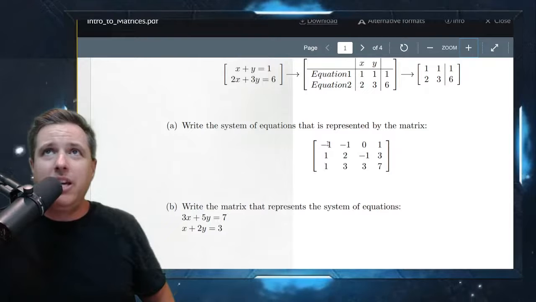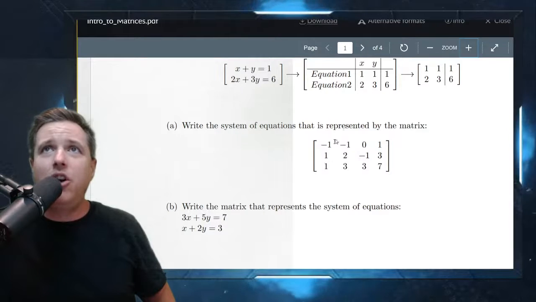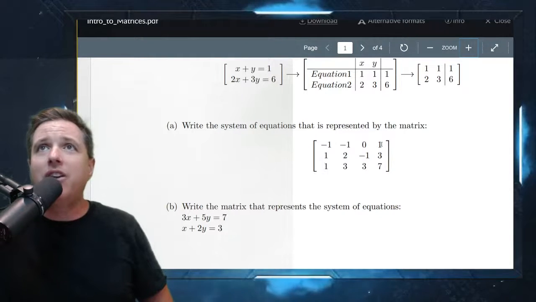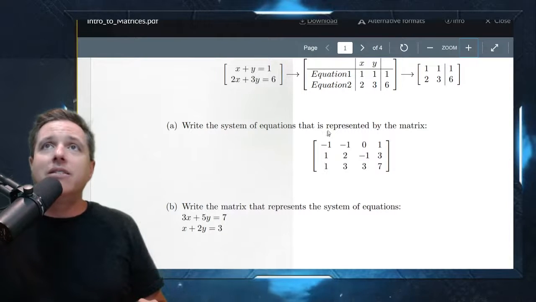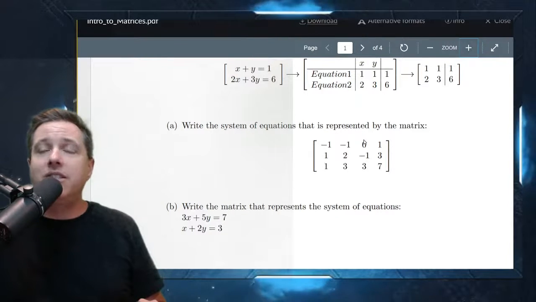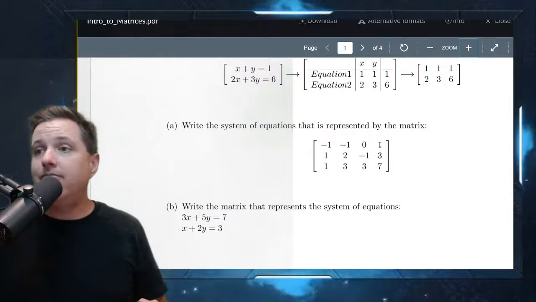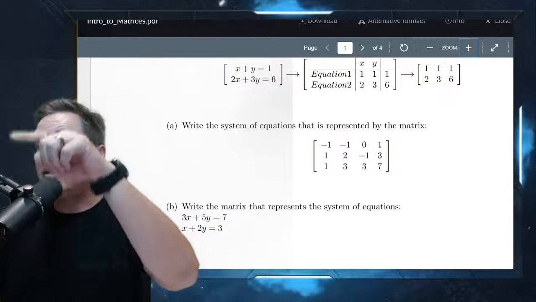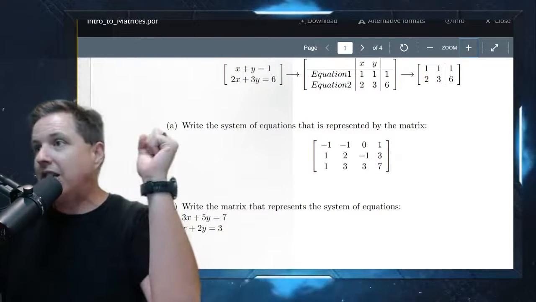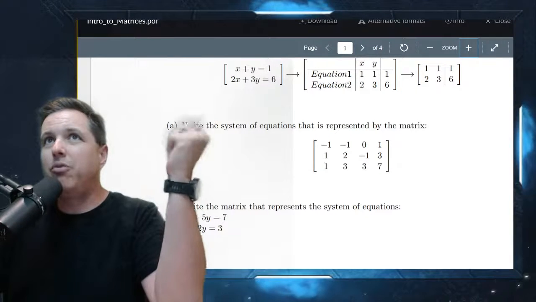You go, okay, well if each row is an equation and each column is a variable and then a constant, so that must mean in this case, look, we have 3 variables and then our answer. So in this case, we would probably call this negative x minus y plus 0z equals 1. Now, of course, for 0z, you don't usually write in plus 0z. That term would just vanish and go away. So you probably wouldn't write it.